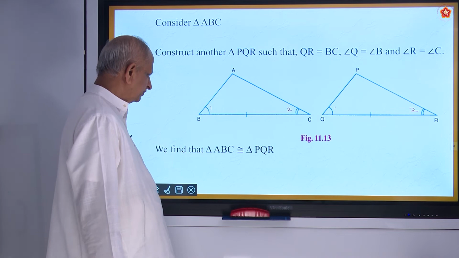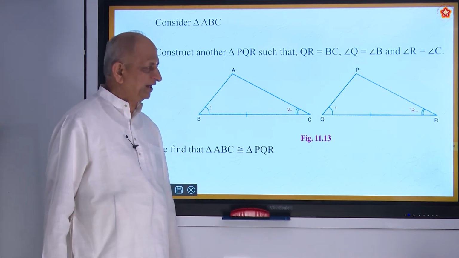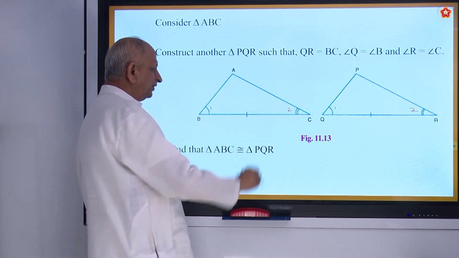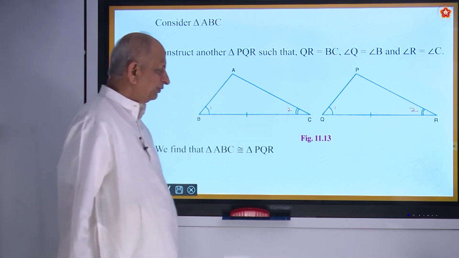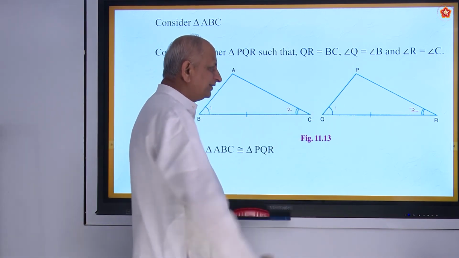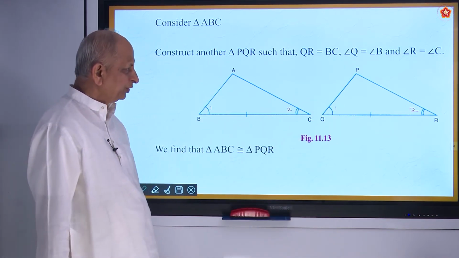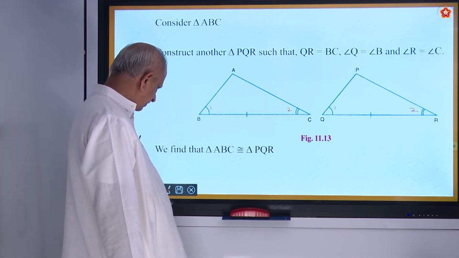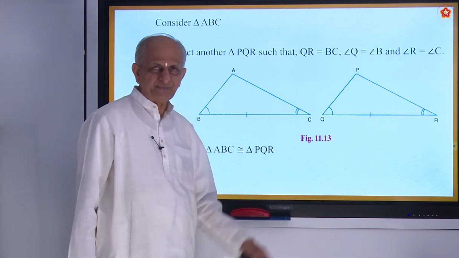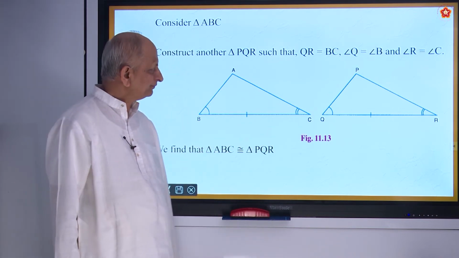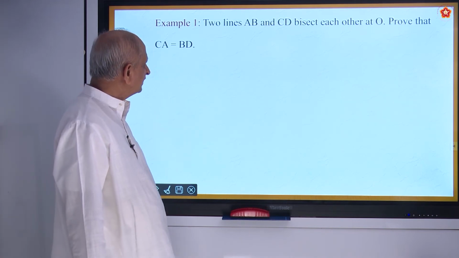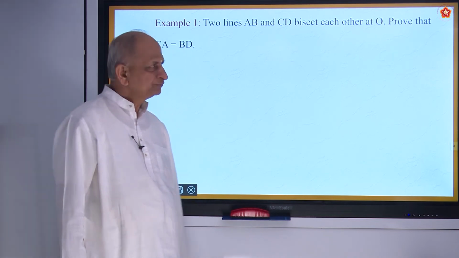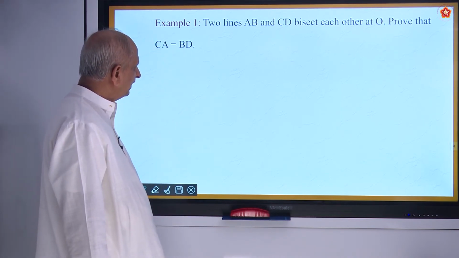So the second condition or criterion is: if one side and two angles of one triangle are equal to the corresponding angles and side of the other, we say two triangles are congruent. Means if you keep this triangle on the other, it fits perfectly. And the third condition. Now let us work out one problem on this. So there are two lines here, AB and CD.